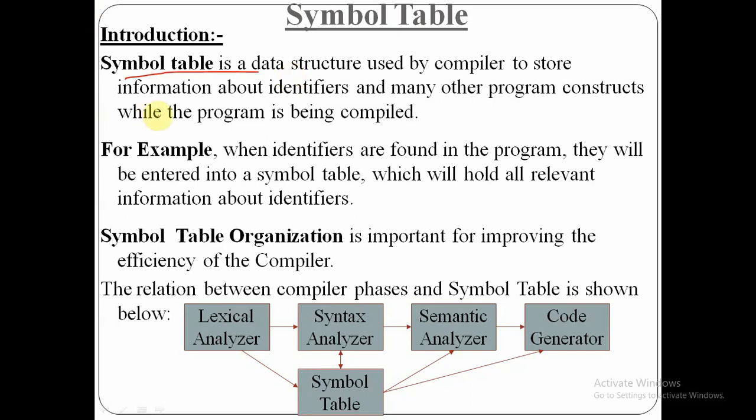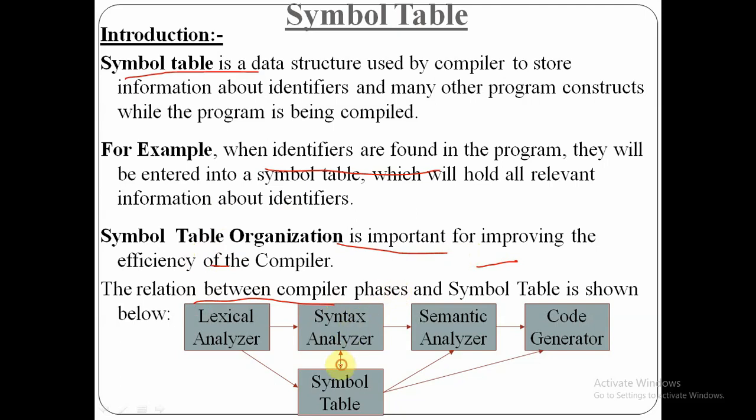For example, when identifiers are found in the program, they will be entered into a symbol table which may hold all the relevant information related to identifiers. Symbol table organization is an important activity for improving the efficiency of the compiler. That means the efficiency of the compiler depends on the effectiveness of the symbol table usage. The relation between the compiler phases and the symbol table is shown below.